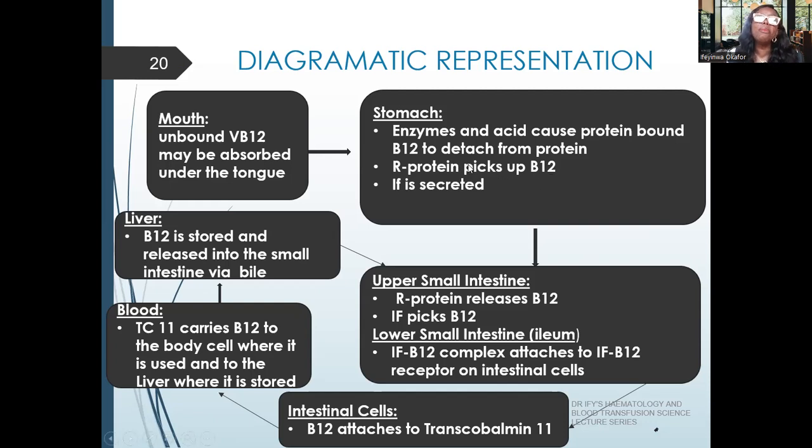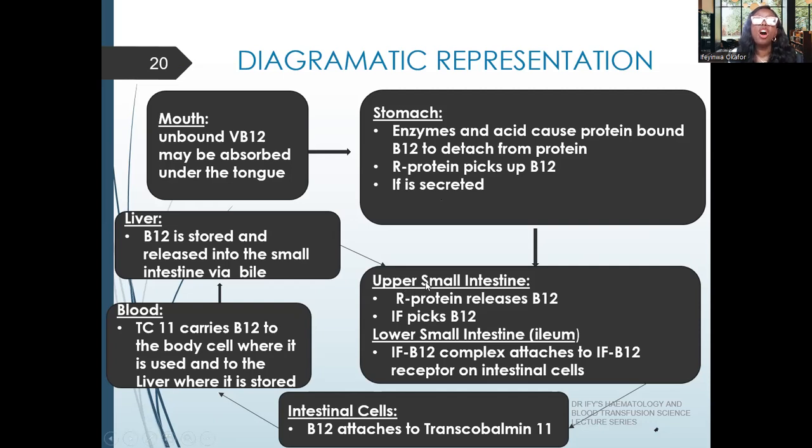And then in the stomach too, another important protein is also secreted, which is intrinsic factor. This is secreted by the parietal cells of the stomach. The parietal cells of the stomach, in addition to secreting hydrochloric acid, also secrete intrinsic factor. And this intrinsic factor is secreted in the stomach, but starts its work in the small intestine.